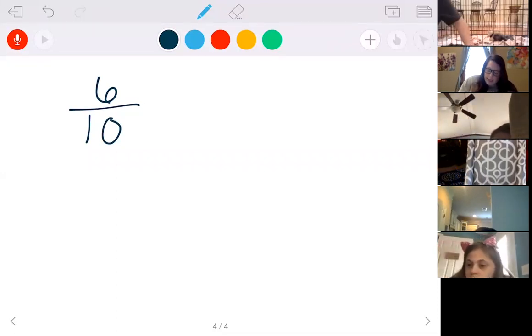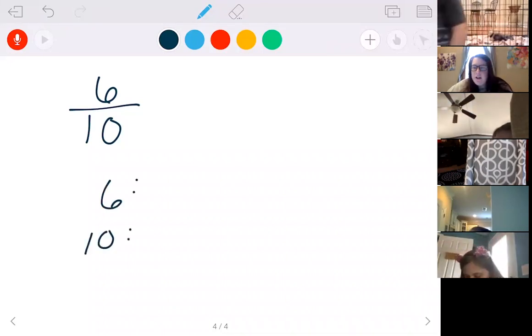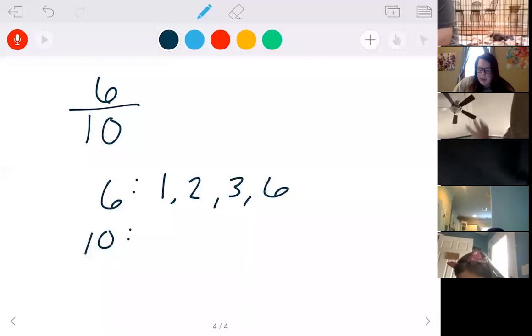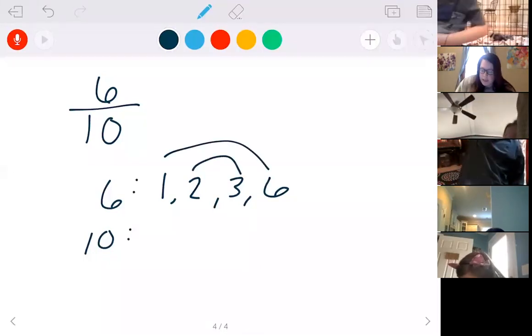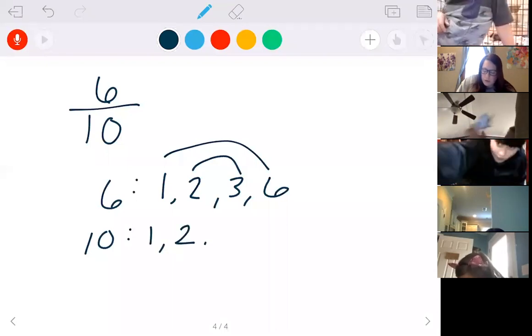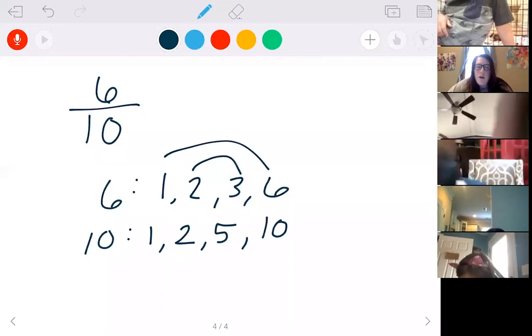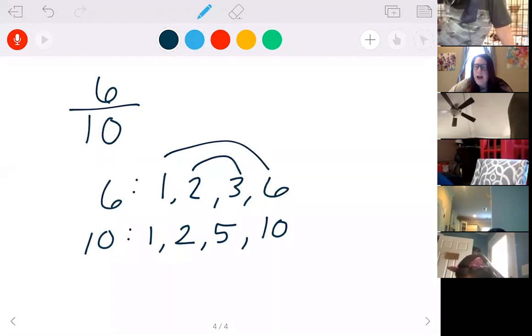Here's what we do. We look at 6 and we look at 10 and we list out the factors like you did yesterday and the day before. So the factors of 6 are 1, 2, 3, and 6. That's because I can do 1 times 6 and 2 times 3. The factors of 10 are 1, 2, 5, and 10. Those are all the numbers I can multiply to get to 10. 1 times 10 and 2 times 5.